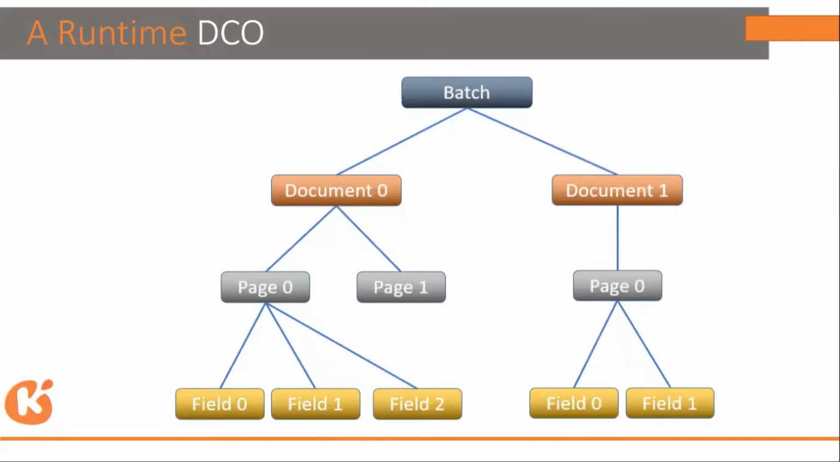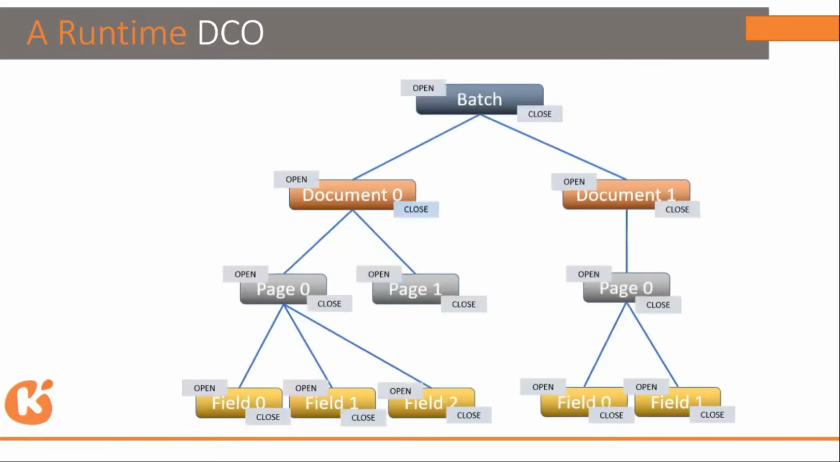So there is a runtime DCO. What is this runtime DCO? Runtime DCO contains a hierarchy, if you can see. First is batch, second is document, third is page, and inside page there are different fields, right? If you can see, there is batch open, batch close, document open, document close. If you can see document 0 and document 1, both have open and close.